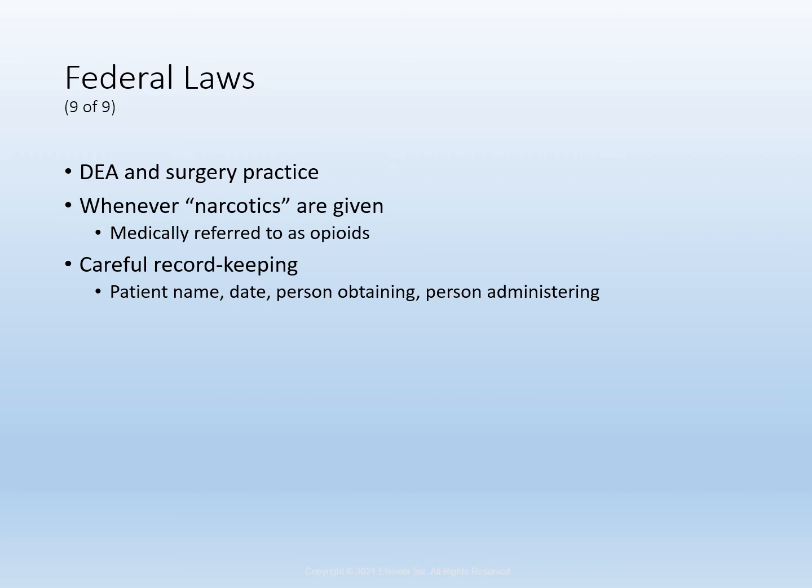So these DEA requirements help safeguard drug control and consumer safety, along with institutional policies and procedures that are going to determine how drugs are handled and stored. These have to, at minimum, comply with DEA standards, but they may also have extra practices put in place. You may hear the term narcotics used or opioids. They're kind of interchangeable. And it's just important that there's careful record keeping.